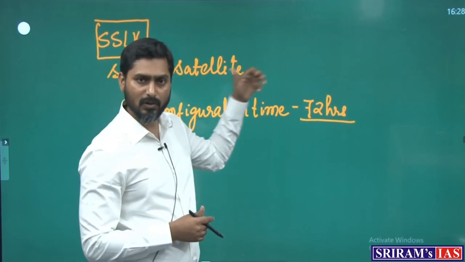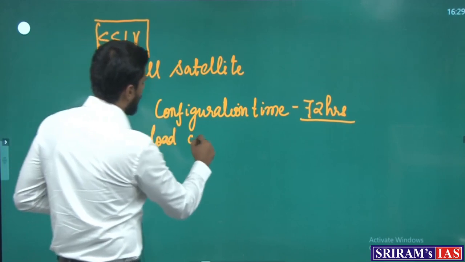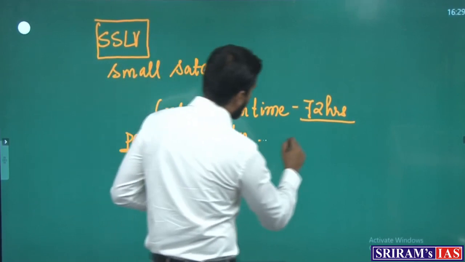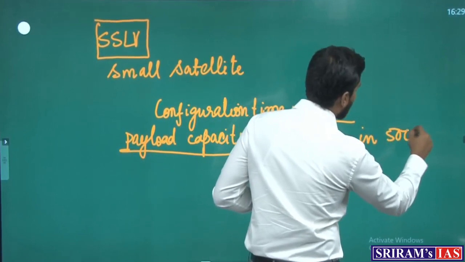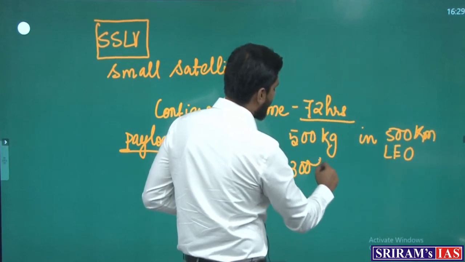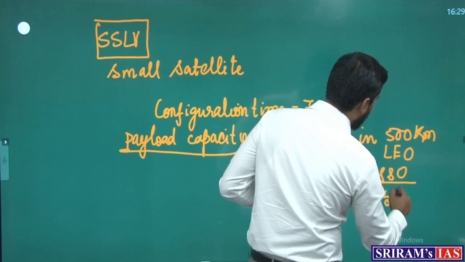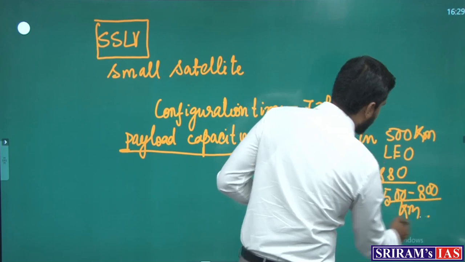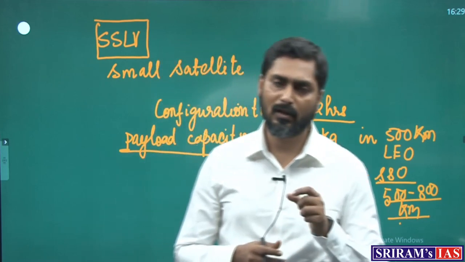So it has 3 stages, all solid, and the payload capacity of this is not very high, but that is not required for sending small satellites. So the payload capacity is 500 kg in, let us say, 500 kilometer LEO. Or if we want to go to a higher orbit, let us say 300 kg to the sun synchronous orbit. Sun synchronous orbit means more than 500 to 800 kilometer. So we are utilizing this to send some of the small satellites.